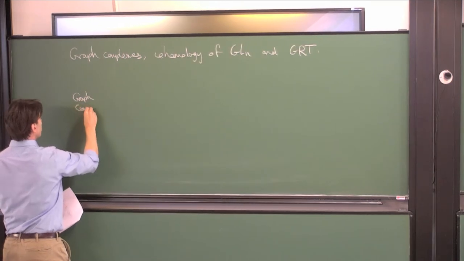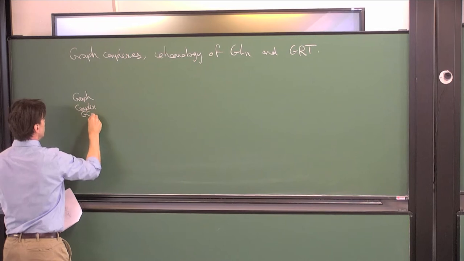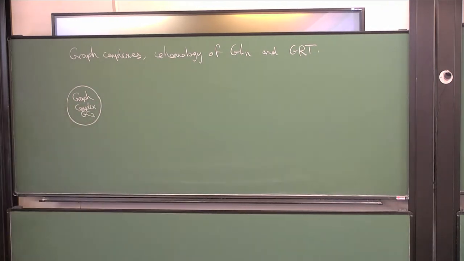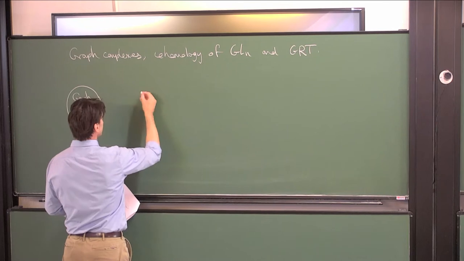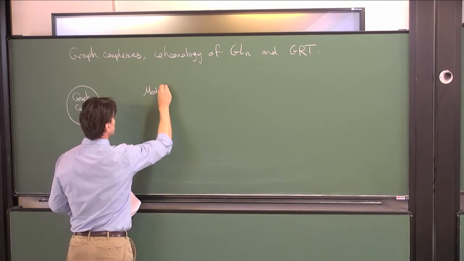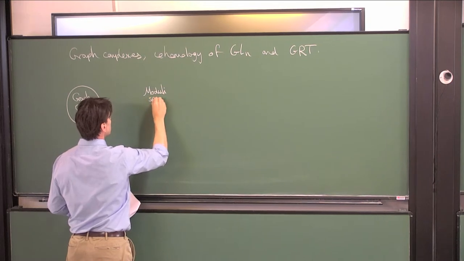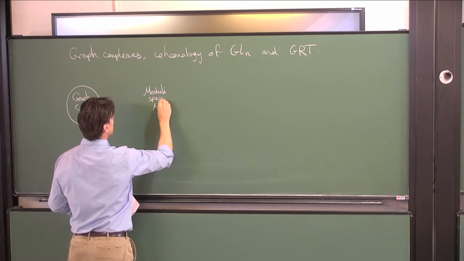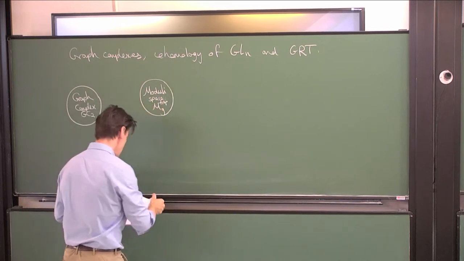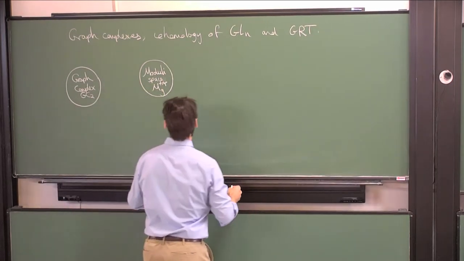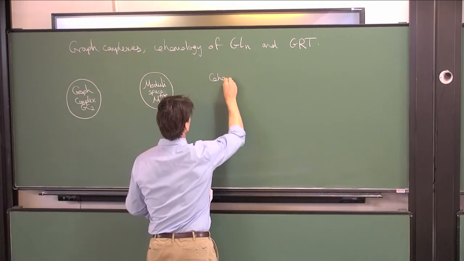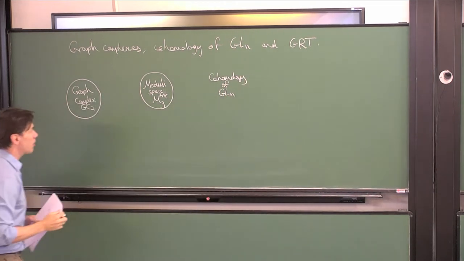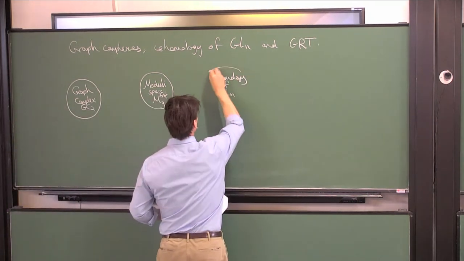In no particular order, we have graph complexes, even commutative graph complex. This is something in homological algebra. Its cohomology is related to the geometry of certain moduli spaces, the moduli space of tropical curves in G trop. Then the moduli space of tropical curves is related to the cohomology of GLN, which is something important in number theory and algebraic K theory, and so on.